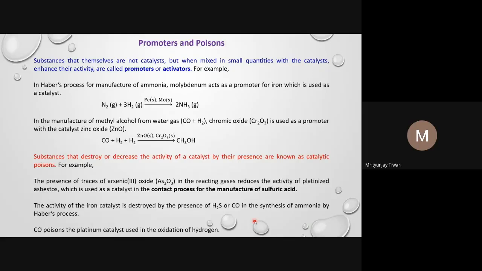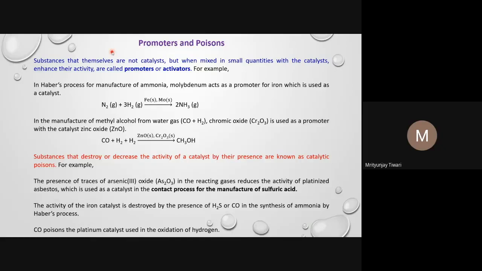There are also some other useful terms used in catalysis processes. One example is promoters, which are also called activators, and the other is poisons, or catalyst poisons. If you add a certain substance, people have seen that the efficiency of a particular catalyst increases in the presence of certain other substances, and those substances are called promoters.